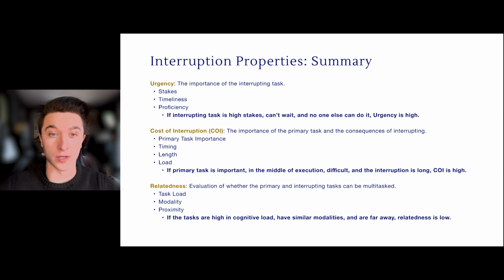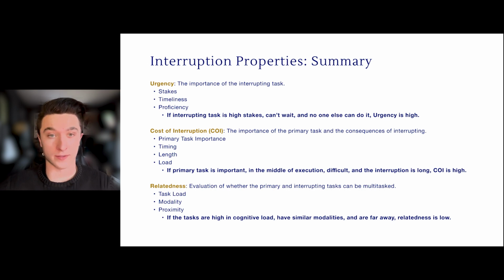Okay? So then we have the cost of interruption. The cost of interruption is the importance of the primary task and the consequences of interrupting the primary task. For this, we have to consider the importance of the primary task and the 3 rules of cost. So the rules are the rule of interruption timing, the rule of interruption length, and the rule of interruption load. Basically, if the primary task is important, if you're in the middle of its execution, and the tasks are both difficult, then the cost of interruption is going to be high. Okay? Opposite of all those things, going to be low.